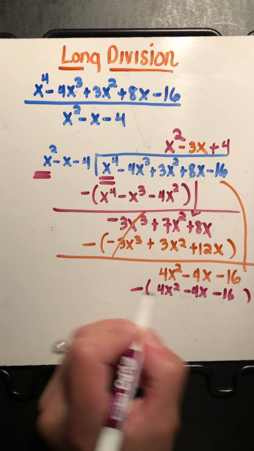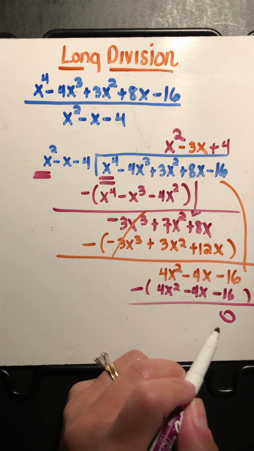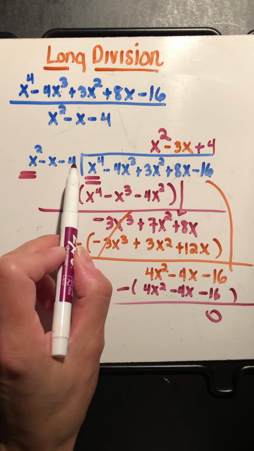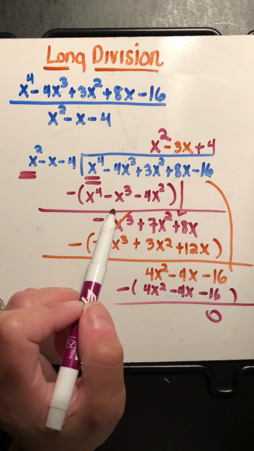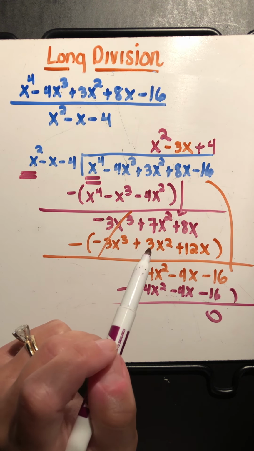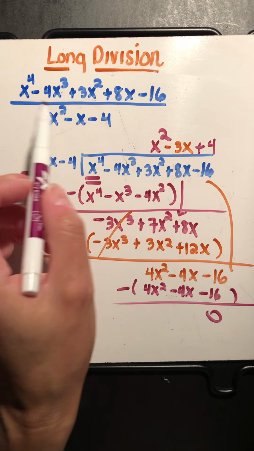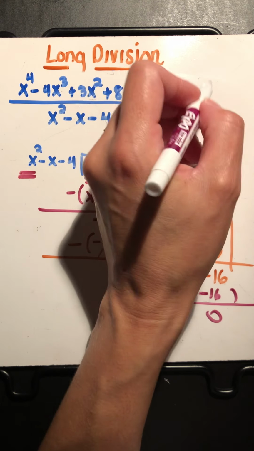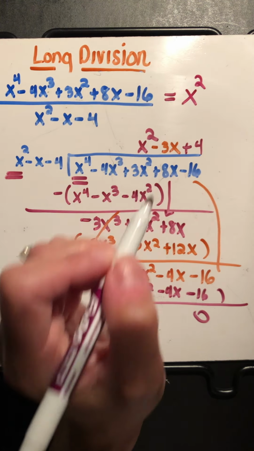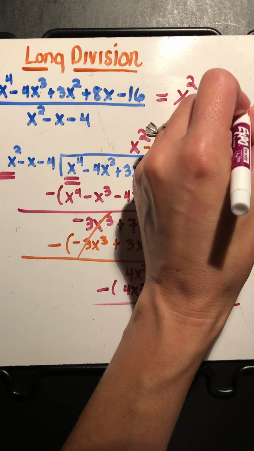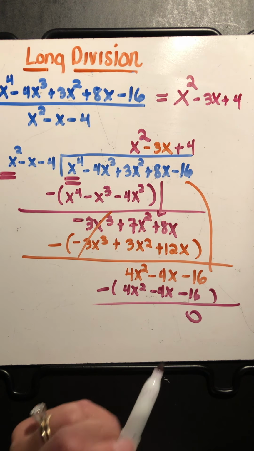And if I subtract, what do you know? I have a remainder of 0, which just means that x squared minus x minus 4 is a factor of the polynomial. So I hope that helped a little bit with the long division. And you could really just say then that this is equal to, when I divide it, x squared minus 3x plus 4. In this particular case, there is no remainder.